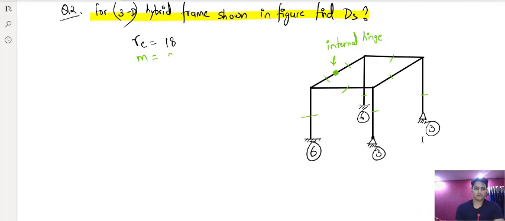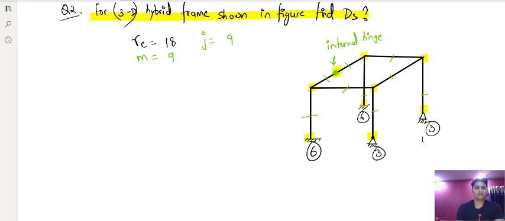So the number of members is 9, and for calculating the number of joints, this is 1, this is 2, this is 3, this is 4, this is 5, this is 6, this is 7, this is 8, and this one is 9. So the number of joints is 9. Now we have the value of external reactions, the members, and the joints.